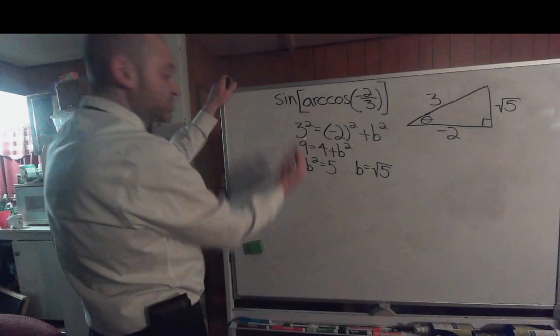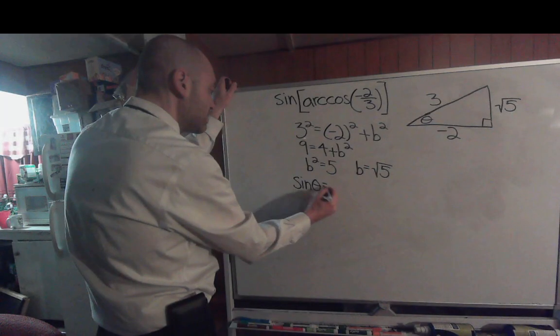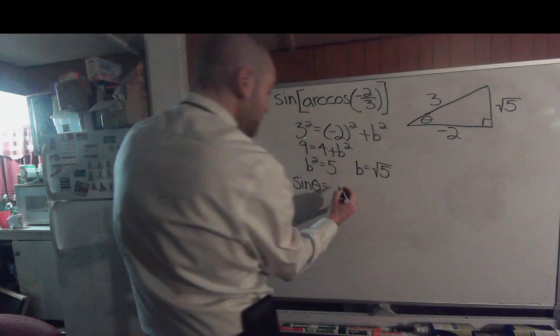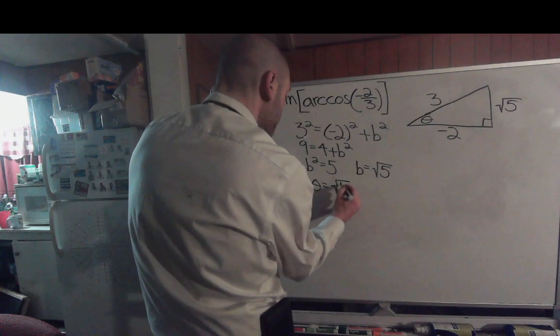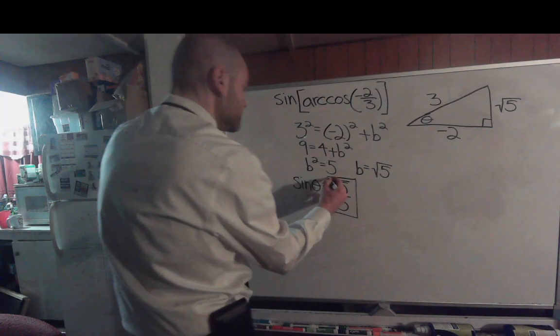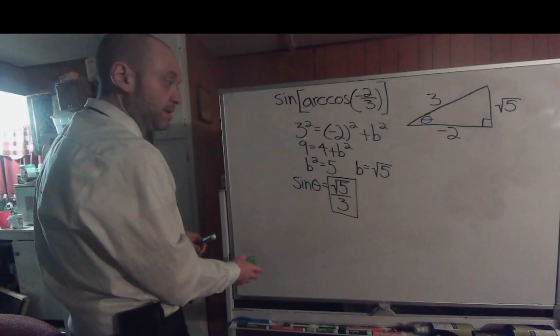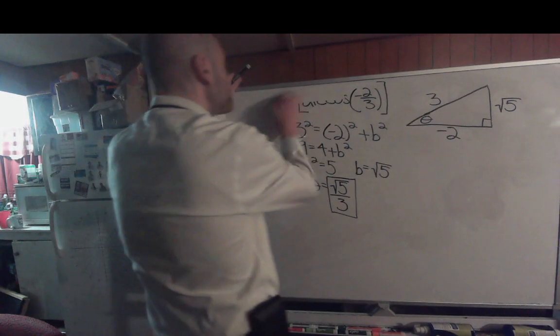So now this is just going to turn into the sine of theta, which would end up being the square root of 5 over 3. So the answer we should get for this problem would be the square root of 5 all over 3. And I got just one more and we're done.